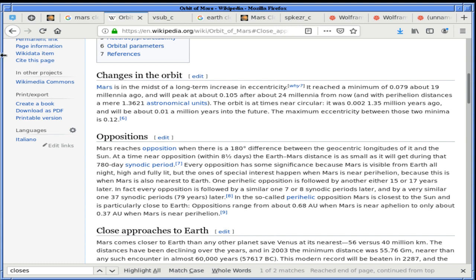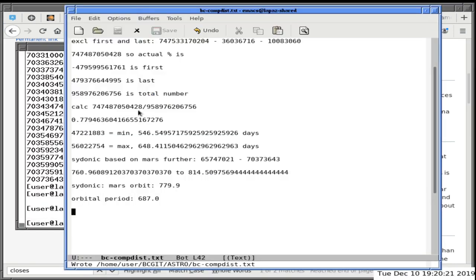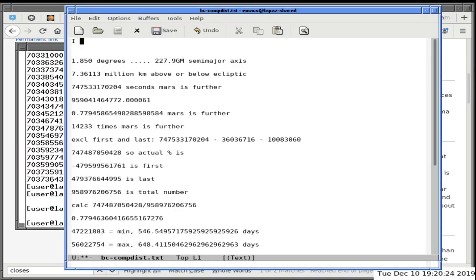Okay. All right, let's go ahead and write this up now. I wrote, short answer: the Earth is closer to the Sun than to Mars 77.9% of the time. Details.